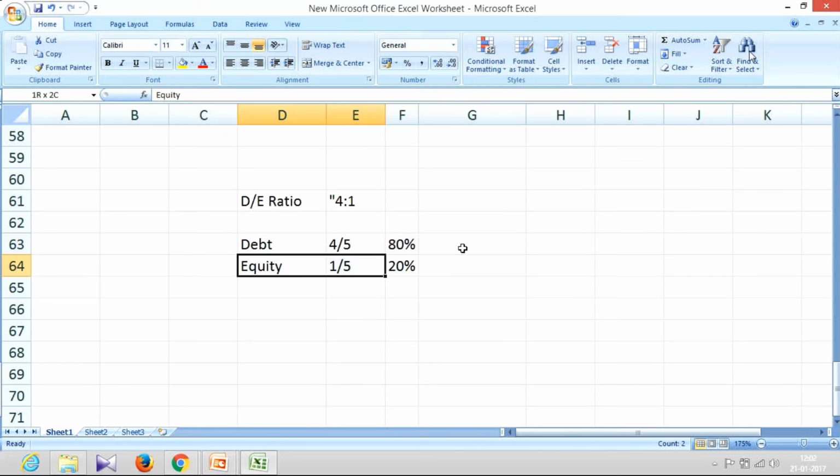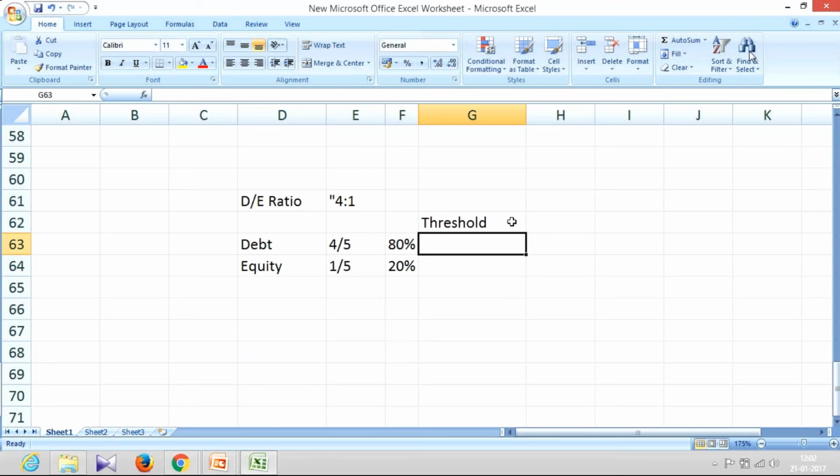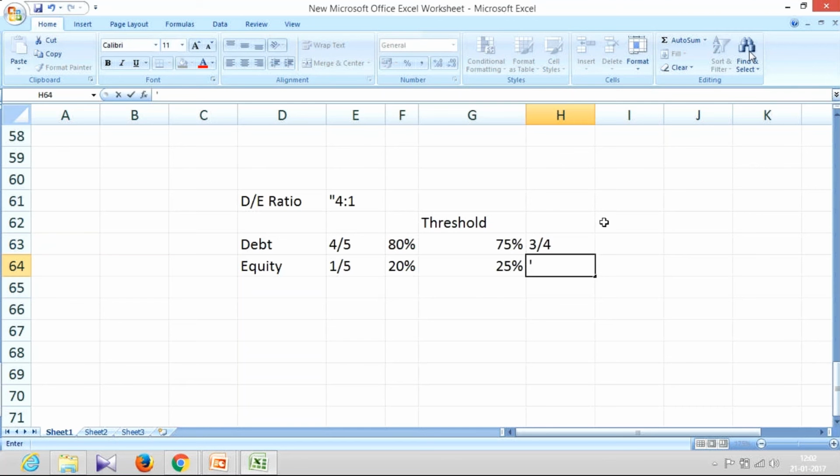So what is the benchmark? Not the benchmark, I would say, it's going to be the threshold. It's the maximum. What is the level you should not breach in terms of debt equity ratio? The maximum is something like this, 75%, 25%. 75% can be written as 3 by 4, and 25% can be written as 1 by 4. It means the maximum ratio for your outside world is 3 is to 1. So you can have a debt equity ratio maximum of 3 is to 1. 3 is to 1 means 3 by 4th is debt, that is 75%, and equity is 1/4, that is 25%.